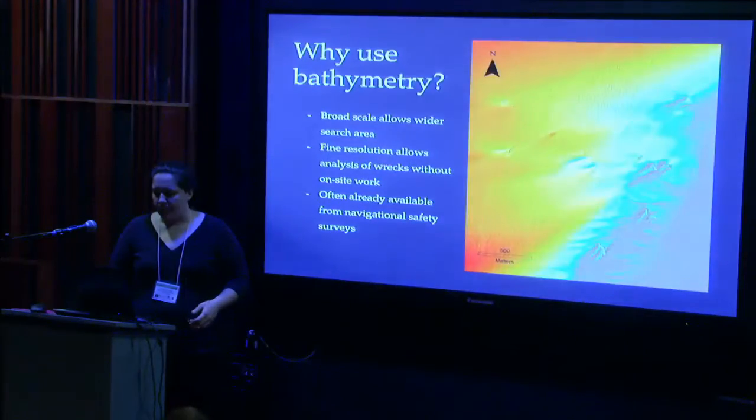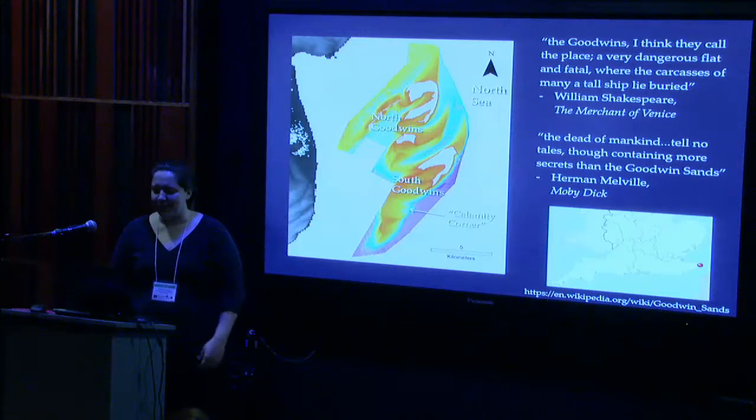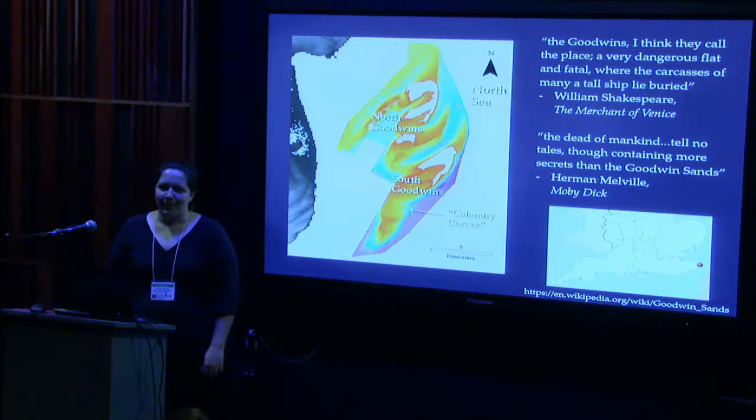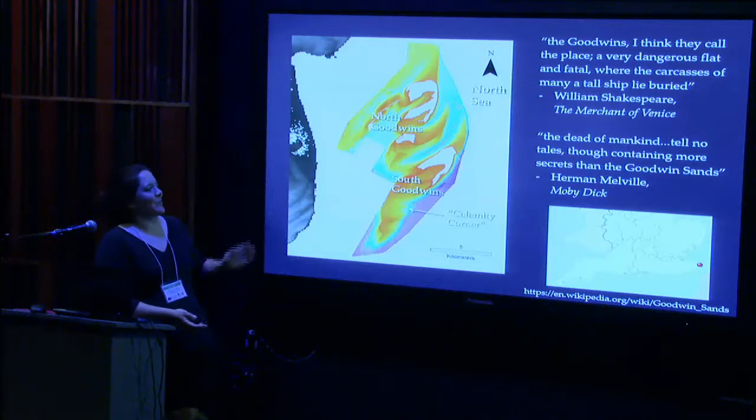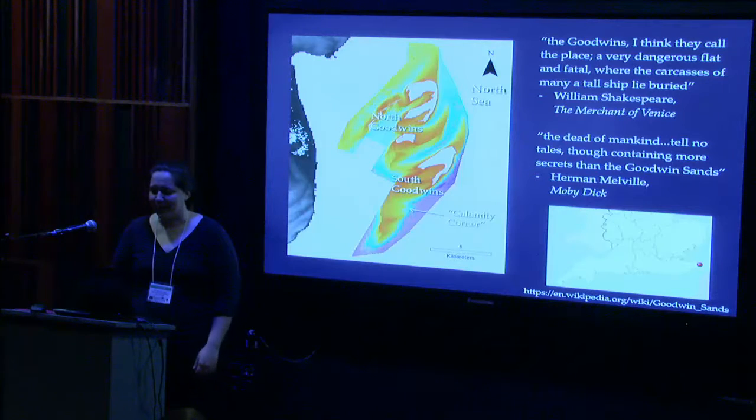Sands. The Goodwin Sands is a pair of sandbanks off the Deal Coast in the UK. It's very historically relevant, so much so that it's been referenced in a number of works of literature, as are quoted on the board.